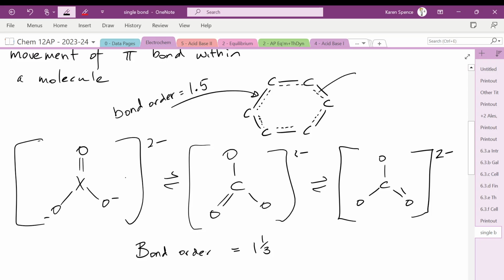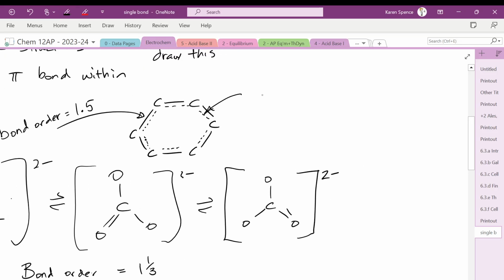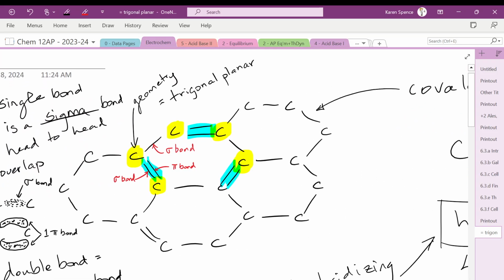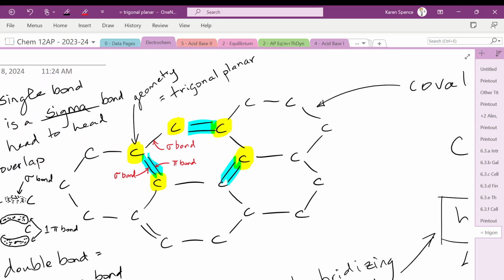So what can you say about these electrons? Are they localized or are they delocalized? The pi bond is delocalized. When you have resonance, the pi bond is delocalized. And why is this important for electrochemistry, which is why we're doing this right now? Yes, we are, I promise. Why would it be important that in graphite we have delocalized pi bonds, delocalized electrons?